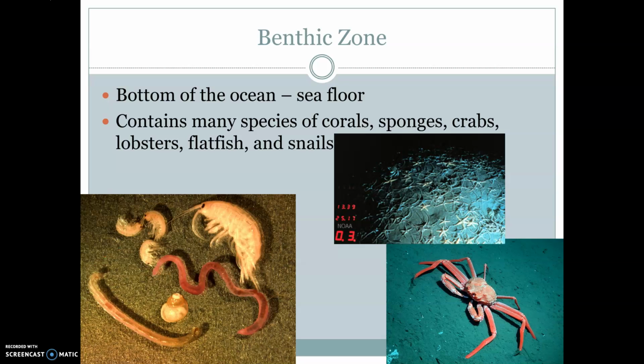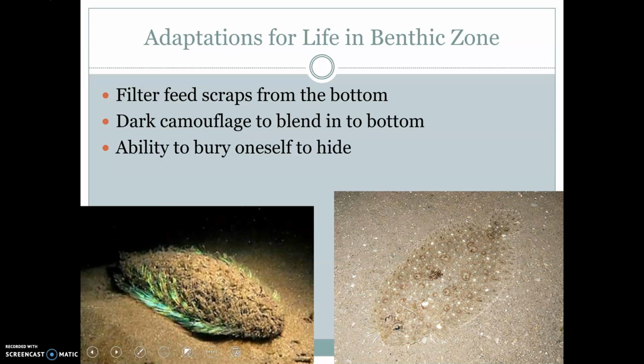So we're going to see a bunch of different types of species like corals, sponges, crabs, lobsters, flat fish, so fish that kind of just roam along the bottom of the ocean, and snails. So a lot of different types of crustaceans and shellfish here. Some adaptations that we're going to see for these: we're going to see them filter feeding for scraps at the bottom of the ocean.